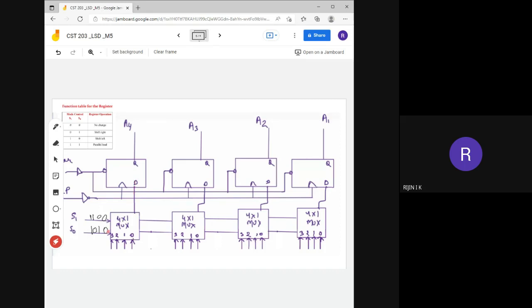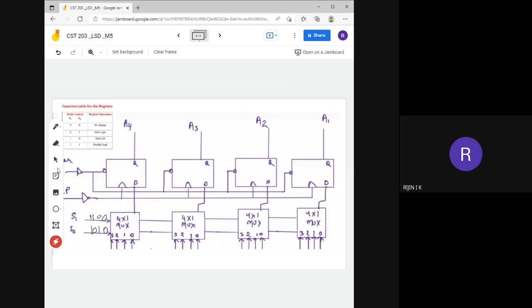Not only this one, the others also work the same way. Here it is the S1 line and this is the S0 line. This is also S1 and S0. Same working procedure. All these multiplexers will perform the same working procedure. So that is how a multiplexer performs its operation.